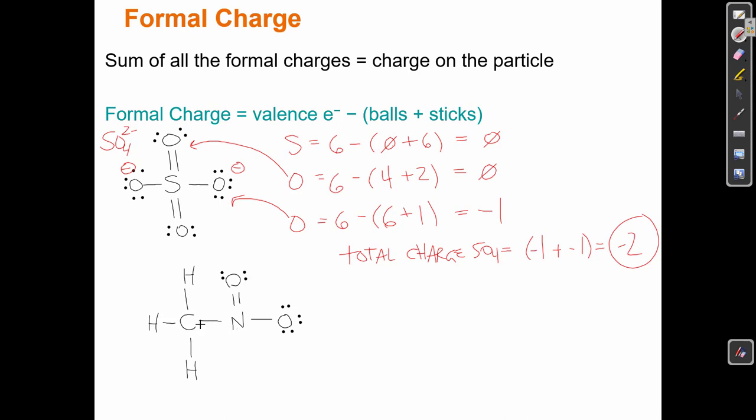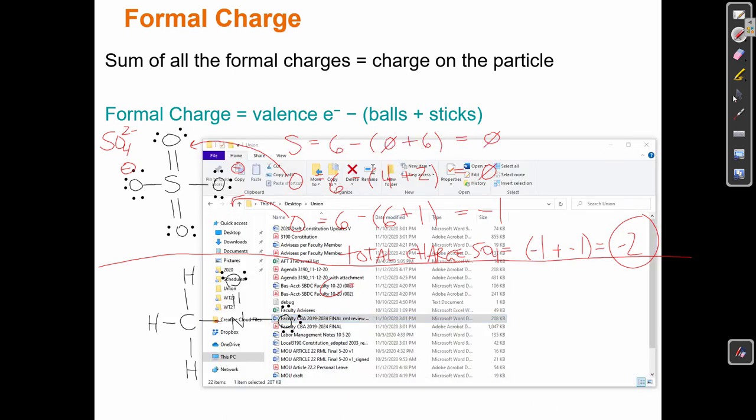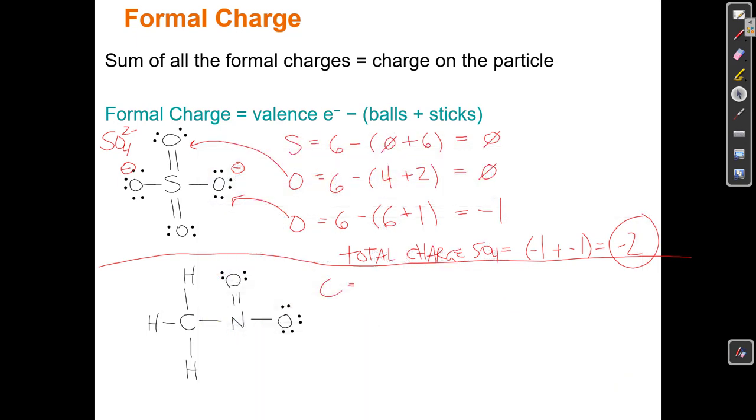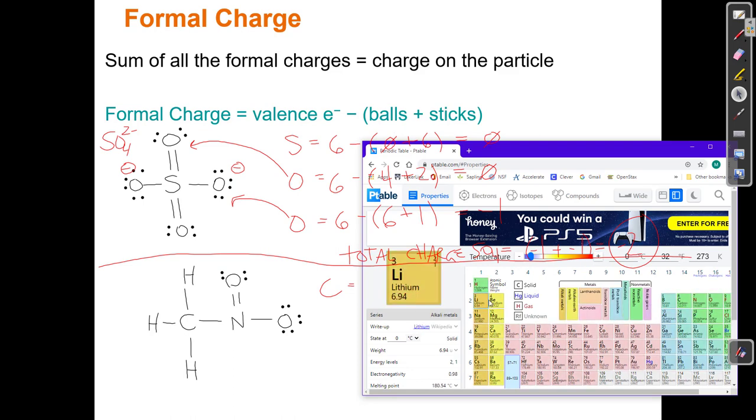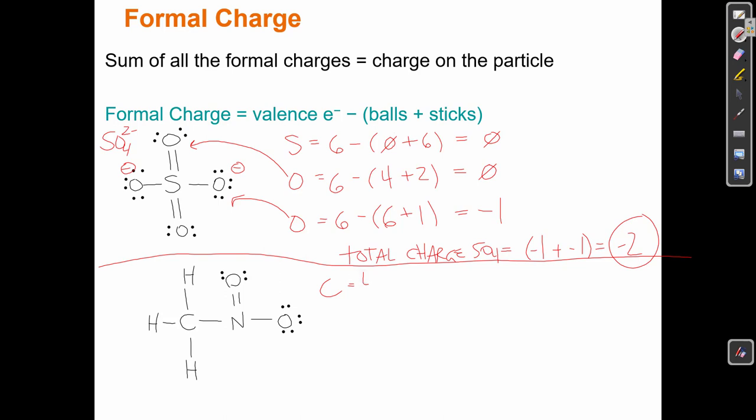So let's do this one down here. Carbon has, here's carbon, 1, 2, 3, 4. Carbon has 4. Minus balls, 0 balls on carbon. Here's carbon. But it has 1, 2, 3, 4 sticks. 0 plus 4. So 4 minus 4 equals 0. No charge on carbon. Hydrogen. Hydrogen has one valence electron, first element. How many balls does hydrogen have around it? 0. How many sticks? 1. 1 minus 1, 0.